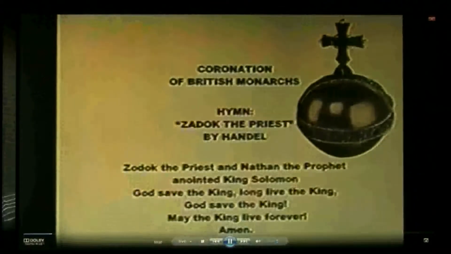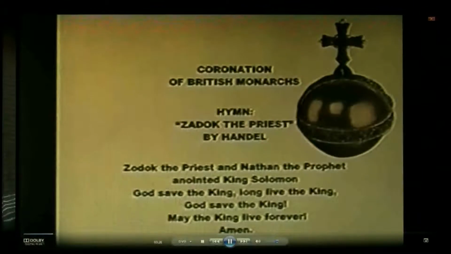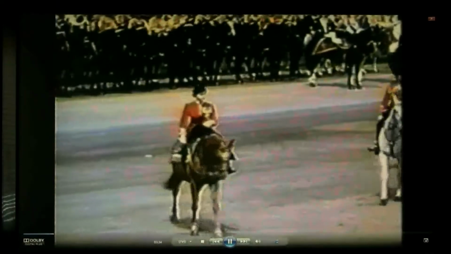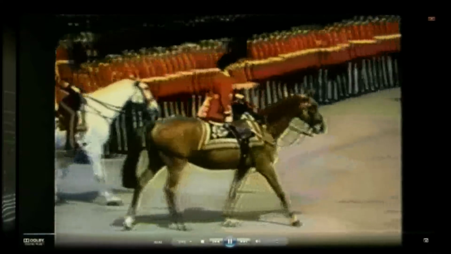Number 11. The hymn, Zadok the Priest, written by Handel, was performed at the Queen's coronation in 1952. Zadok the Priest was the biblical priest who anointed the Hebrew King Solomon while the people cried, "God save King Solomon! Long live King Solomon! May the king live forever!" God save Queen Elizabeth. Long live Queen Elizabeth. May the Queen live forever.